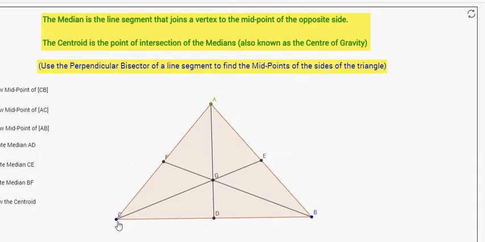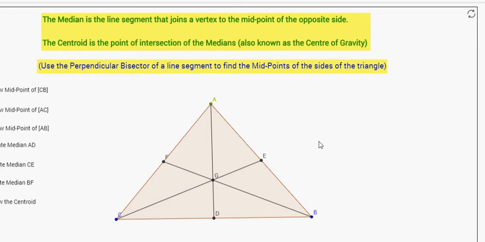So you would just take, for example, this line segment here, do the procedure I've just shown you, draw an arc here, from here draw another arc, draw a line segment through the points of intersection, and where that line segment meets the line segment CB, that would be your midpoint. That would give you your midpoint here. So once you have your midpoint, then just join A to D.